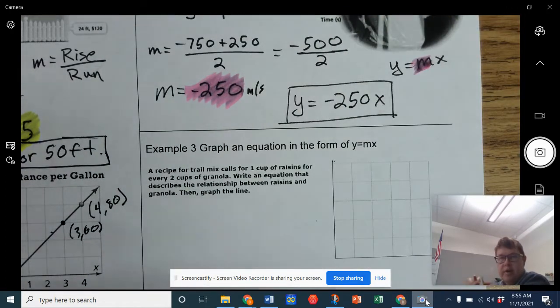All right. Graph an equation in the form of y equals mx. A recipe for trail mix calls for 1 cup of raisins for every 2 cups of granola. Write an equation that describes the relationship between raisins and granola. So hold on one sec, guys.